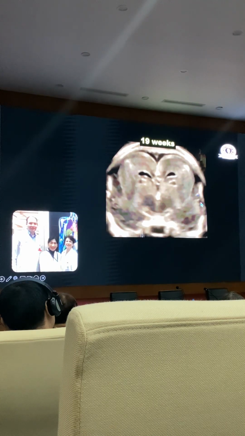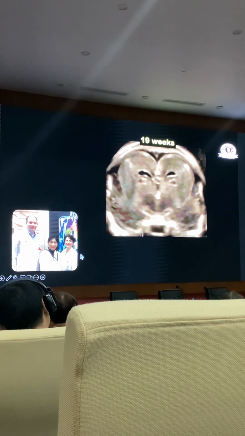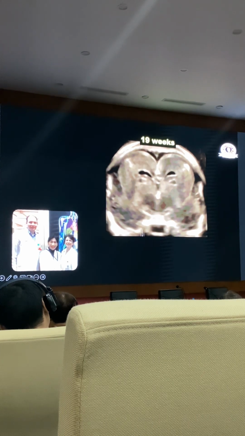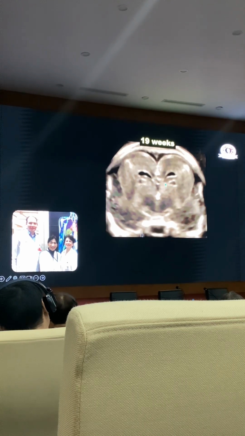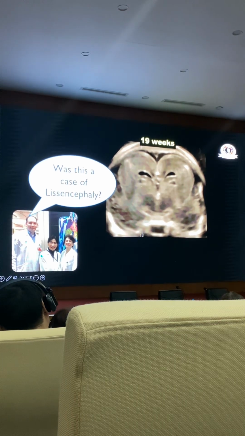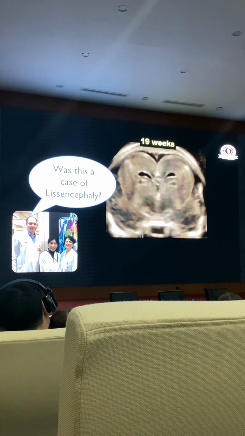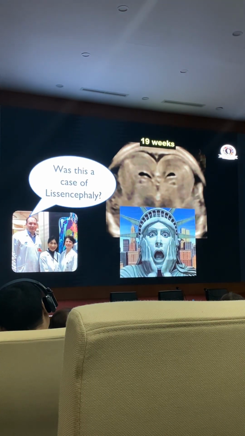However, when I went to Vienna for studying MRI, and this is Gregor Kasprian, and this is Daniela Prayer, and this is the number one team of fetal MRI in the world. And I asked Gregor, what do you think this is at 19 weeks of gestation? And surprisingly, he said, was this a case of lissencephaly? Oh my gosh, how come you know that? And this was 9 years ago, and this is my oh-my-god case, right?